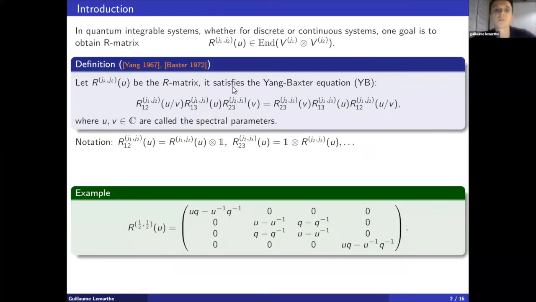Okay, so in quantum integrable systems, one goal is to obtain the R-matrix, which is a solution of the Yang-Baxter equation. So this one. And for instance, the easiest case, let's say for j1 equal j2 equal 1/2, you have the XXZ R matrix, which is given by this 4x4 matrix. And we will always assume here that q is different from 0 and it's not a root of unity.